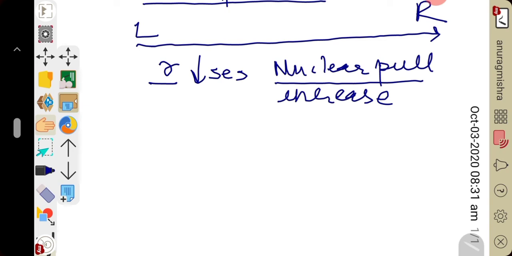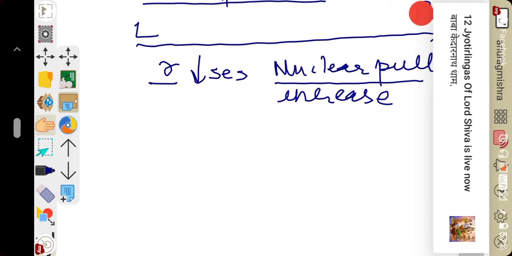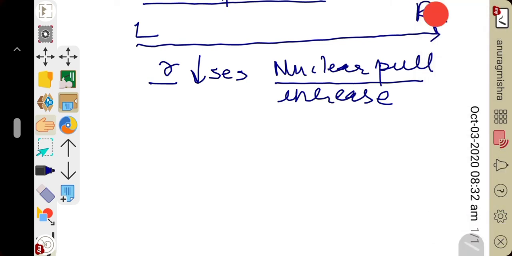Since in a period the number of electrons in the valence cell changes. In the previous class I told you all, in a group the number of valence electrons remains the same. That's why chemical and physical properties are almost the same. But when we move left to right in a period in the periodic table, the number of valence electrons increases by 1.